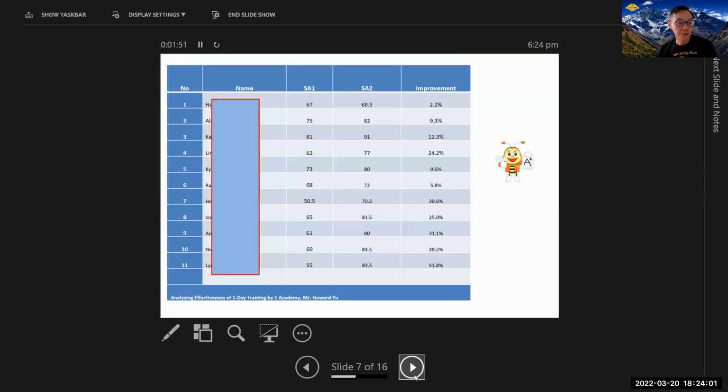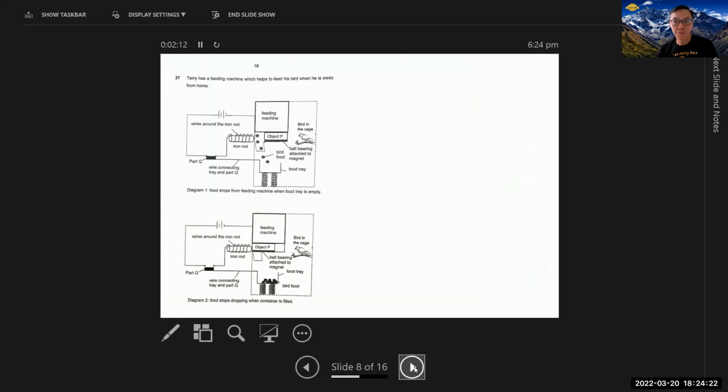Because as long as the student learns it well, you can see this is a past record where I trained students. These 11 students were from SCGS, and they made significant improvement through my 1 day's intensive training. 100% of them improved. I can see the greatest jump is this student from 55 marks to 83.5. And I awarded her a mini drone for excellent improvement.